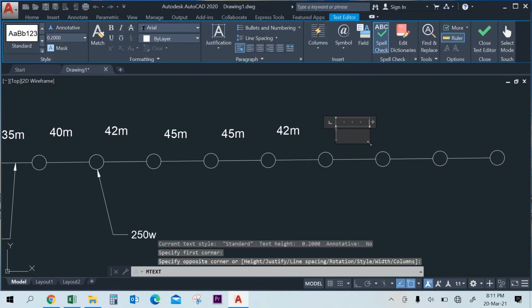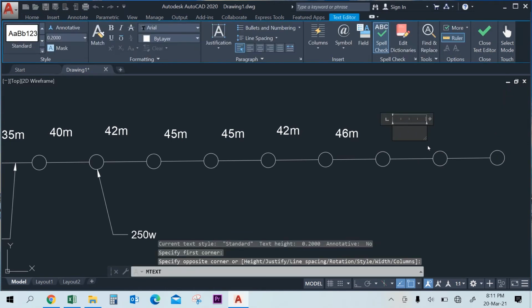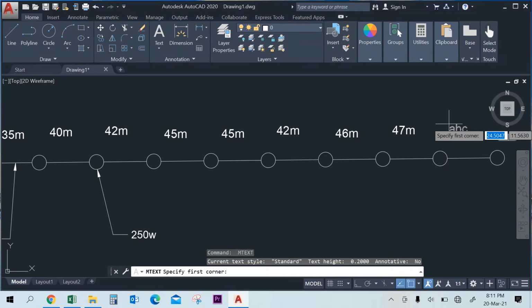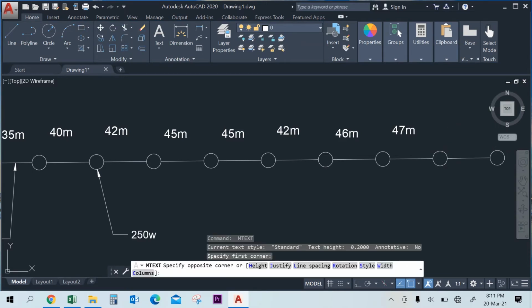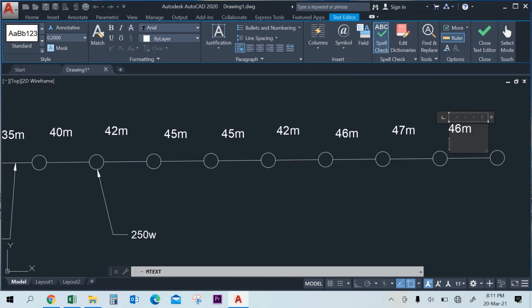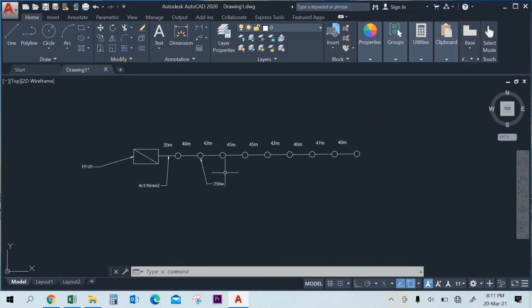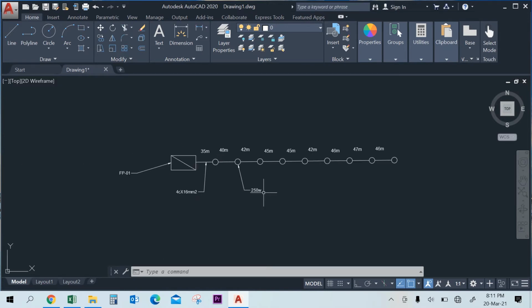Here I mentioned 6 meter, 7 meter. And last one, I just mentioned 46 meter. It's up to you, or as per the drawing, you can mention the length of the cable. This is the final street light drawing. So as per this drawing, we will calculate our voltage drop calculation.